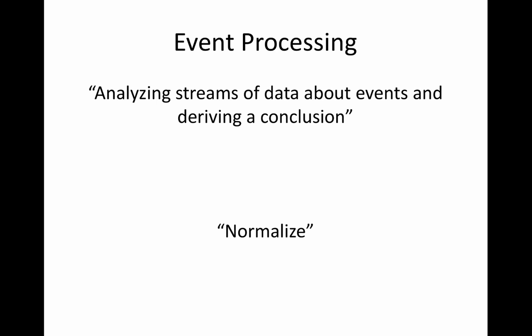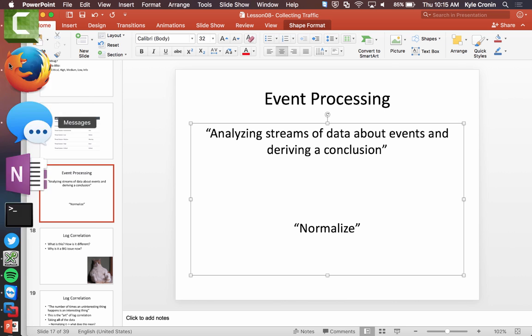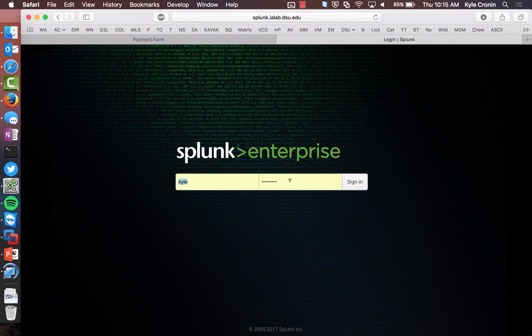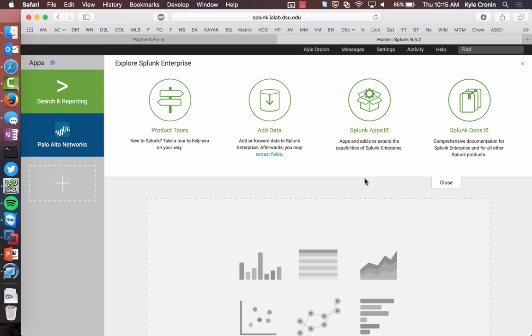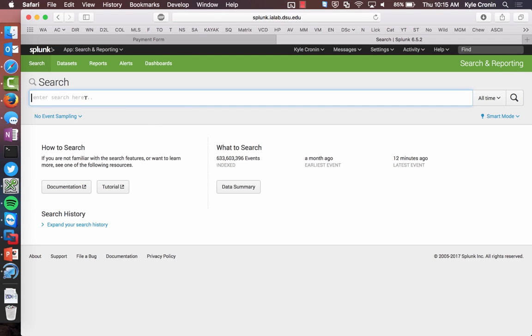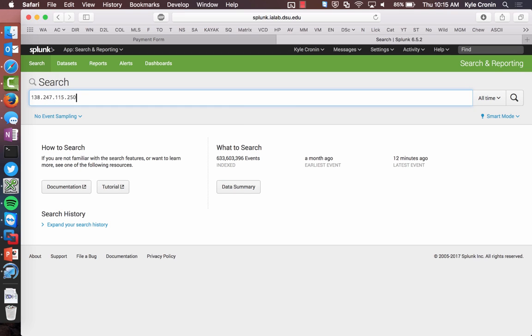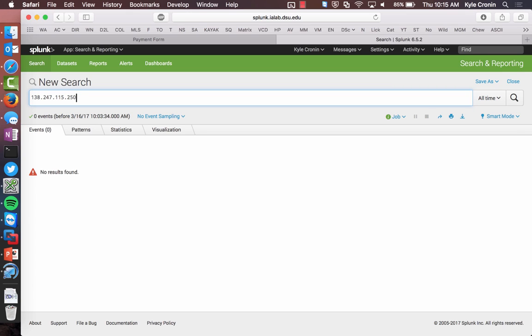So that's cool, and that's actually what we can do with a couple of different products. If we look at something called Splunk, this has all sorts of data feeds coming into it. If I even just search for 138.247.115.250, which is the IA lab, Splunk has indexed no results found.